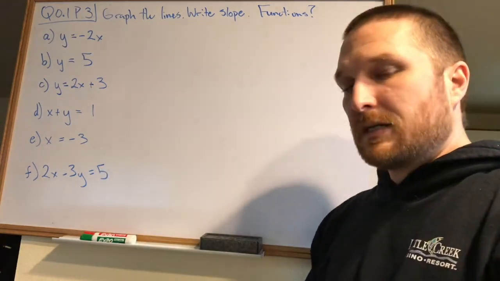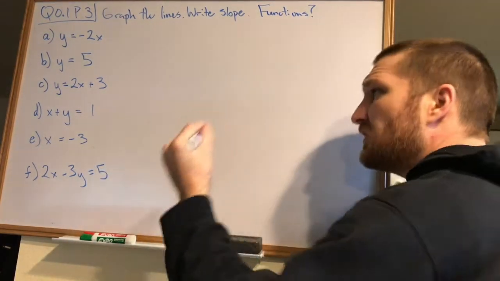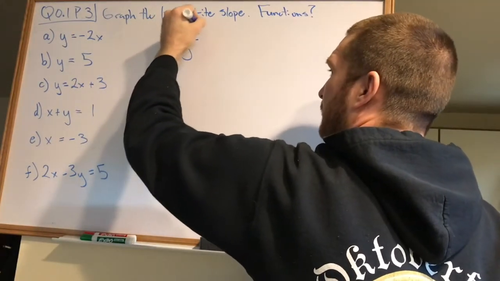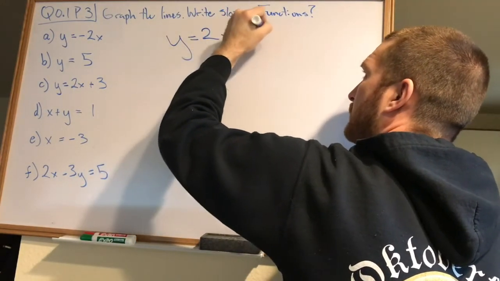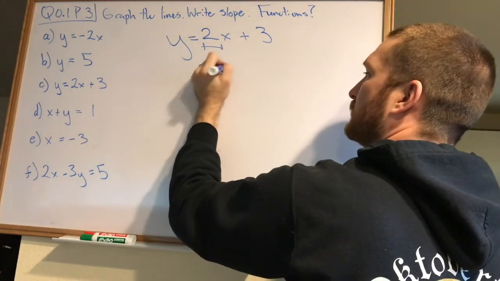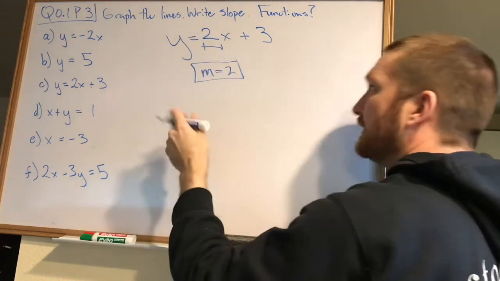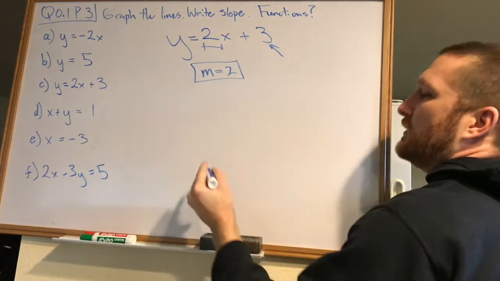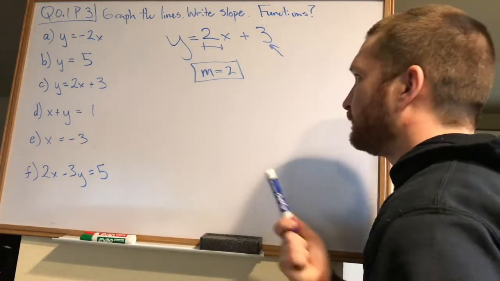C, y equals 2x plus 3. You can see it's already in slope-intercept form. We have the slope right here, so I'm just going to go ahead and write m equals 2. That's my slope. Done. Now, the y-intercept is 3.